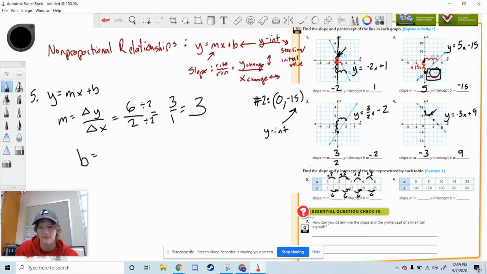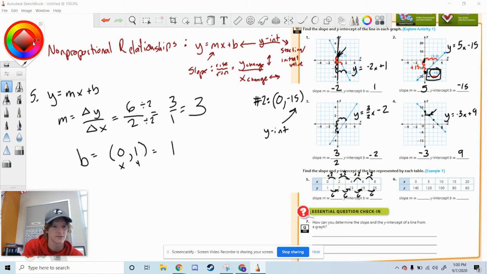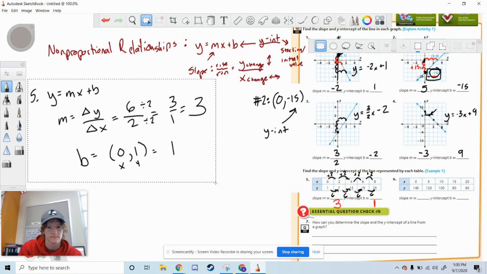So let's see, do we have 0 in an x value here? It looks like we do. So on this one, we have the point 0, 1. So when x is 0, y is 1. So this will be 1. So let's squeeze that in there. I'm going to get another color so it's easier to read. So our slope was 3. Our y-intercept is 1.